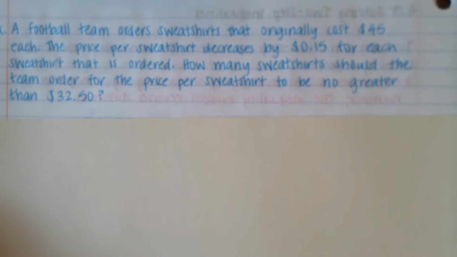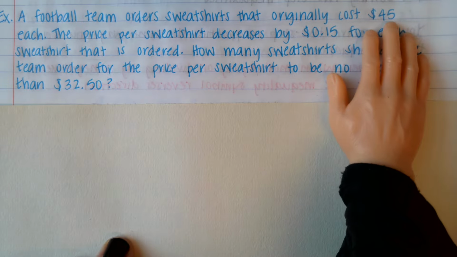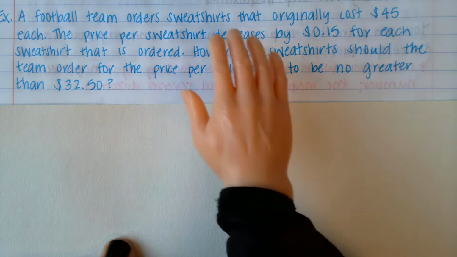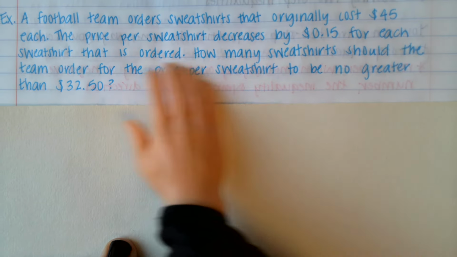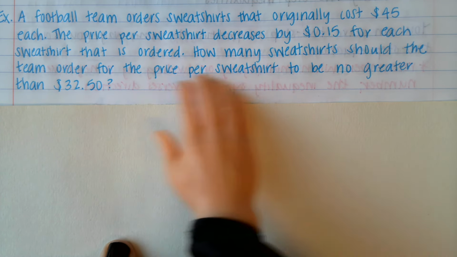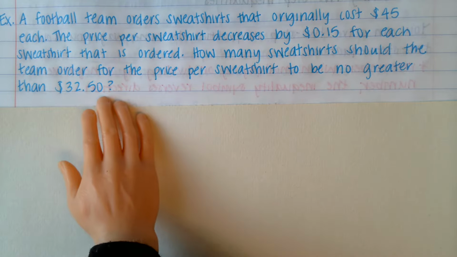And then we have a football team that orders sweatshirts that originally cost $45 each. The price per sweatshirt decreases by 15 cents for each sweatshirt that is ordered. How many sweatshirts should the team order for the price per sweatshirt to be no greater than $32.50?